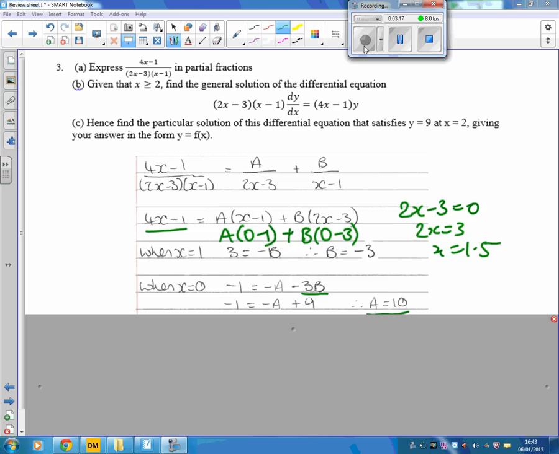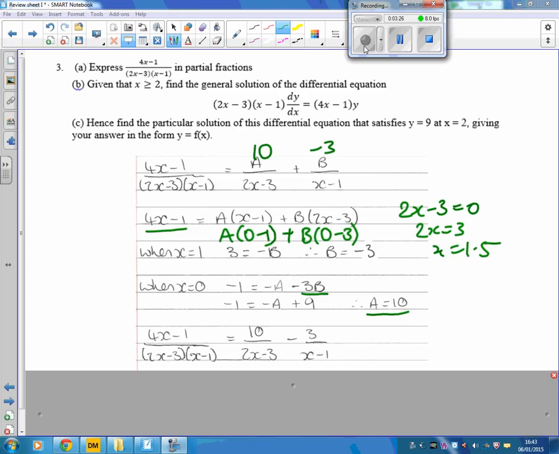So to finish off that part, we had to rewrite it in partial fractions. So we need to substitute in A is 10 and B is minus 3, and that gives us our answer for part A.